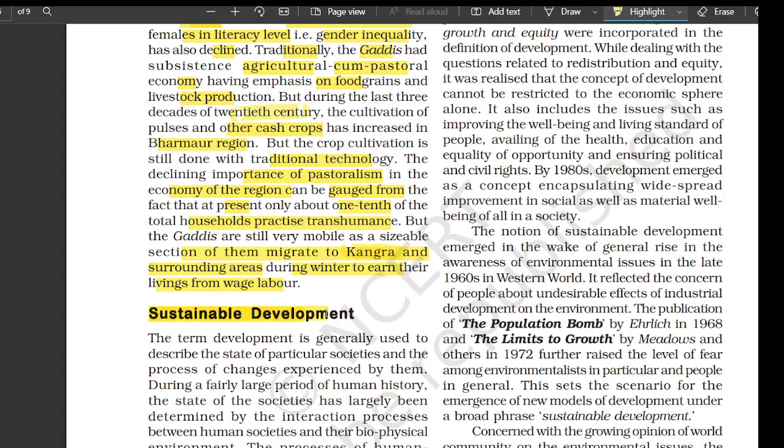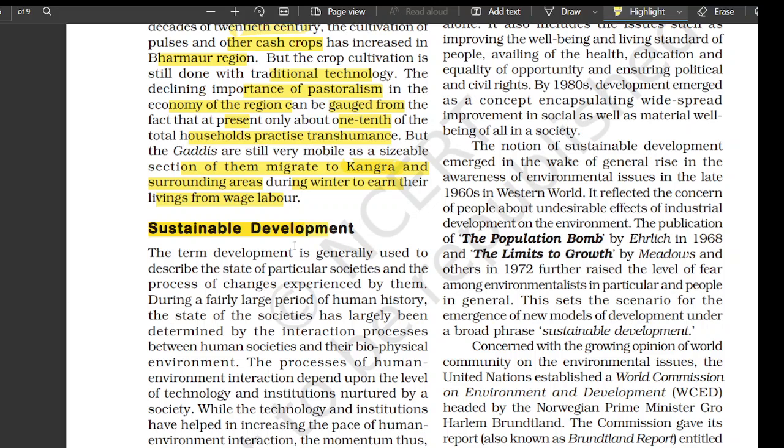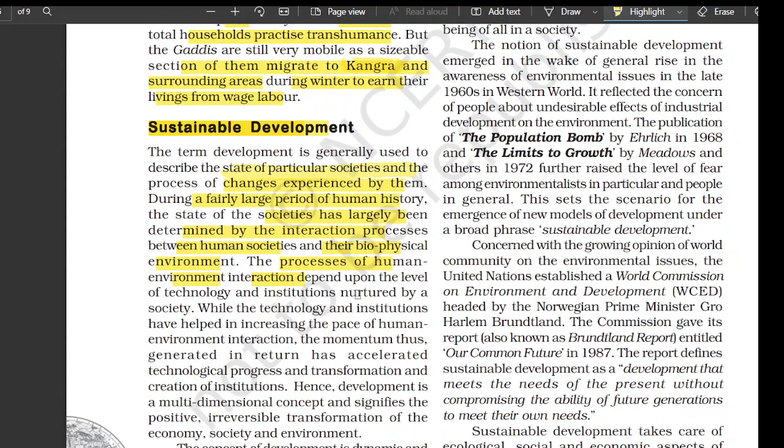Sustainable development. The term development is generally used to describe the state of particular societies and the process of changes experienced by them. During a fairly large period of human history, the state of societies has largely been determined by the interaction process between human societies and their biophysical environment. The processes of human-environment interaction depend upon the level of technology and institutions nurtured by a society.